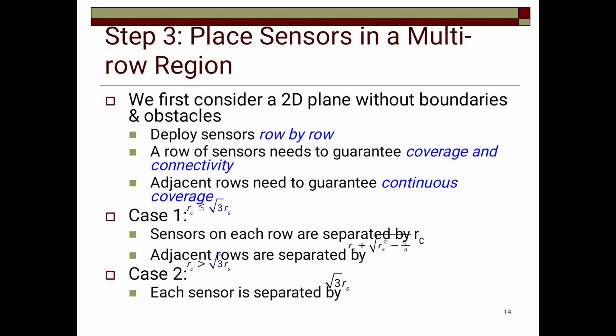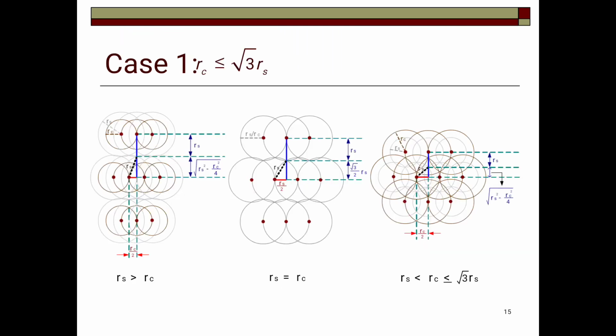Case 2, each sensor is separated by root 3 RS. Those are the two cases. You can see this figure. I leave it.